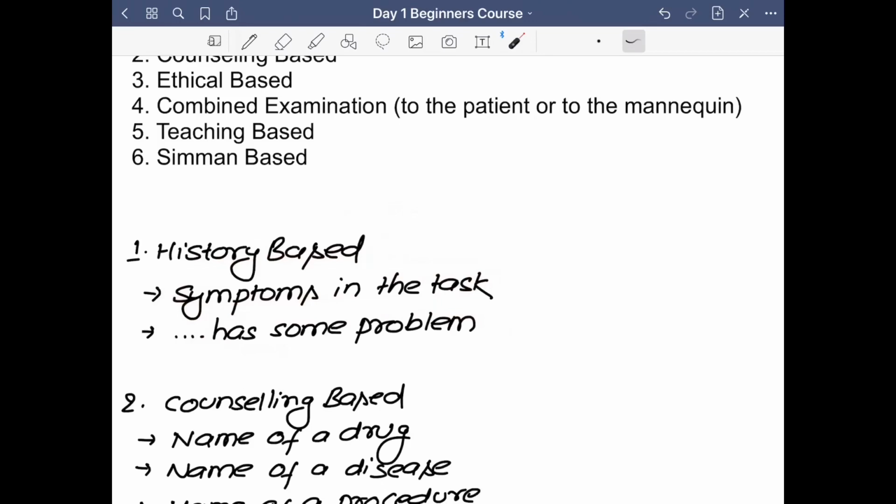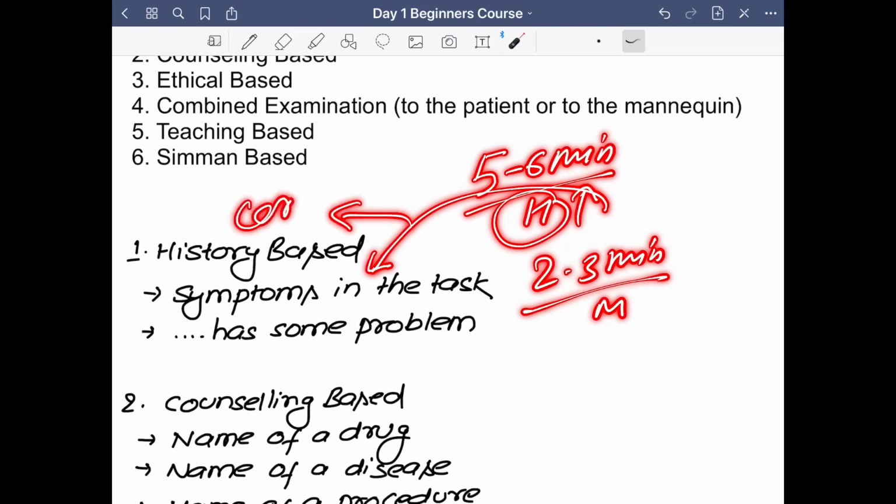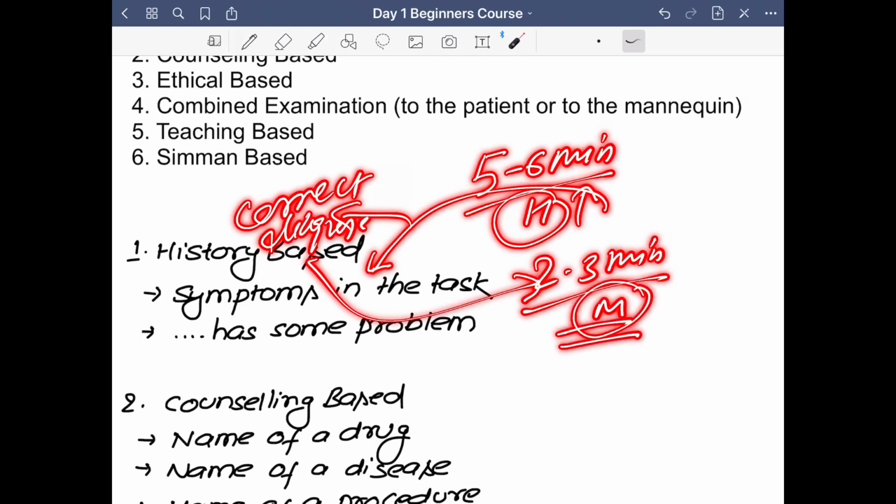The main advantage, dear friend, is that this way you know you have to invest 5 to 6 minutes of your time in history taking and 2 to 3 minutes in the management. Why longer time in the history taking? Because you have the symptom. That means you have to ask proper questions so that you can get the correct diagnosis. And if you can get the correct diagnosis, 2 or 3 minutes will be enough to do the proper management in this kind of patient. So this is the advantage.